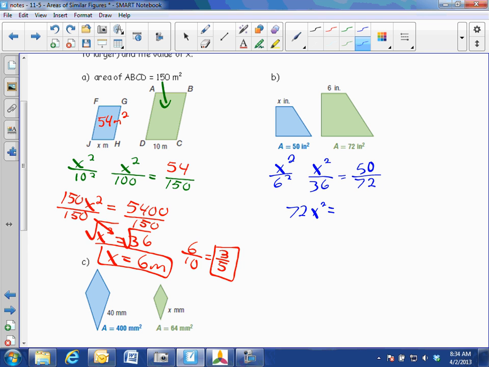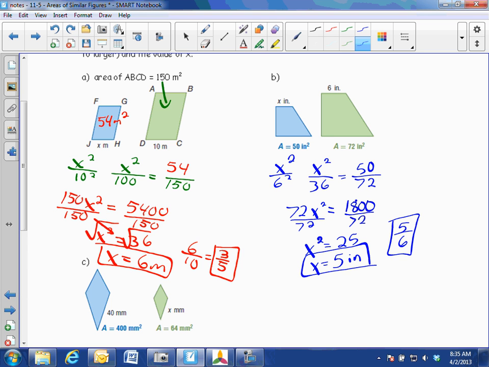So what's x? 5. 5 what? Is it inches or inches squared? Inches, because it's a side. Okay, what else do we need? Scale factor, which would be what? x over 6, so 5 over 6. Can I simplify that? No.